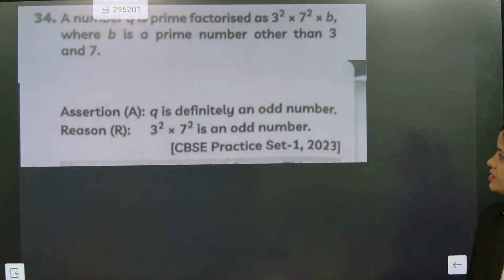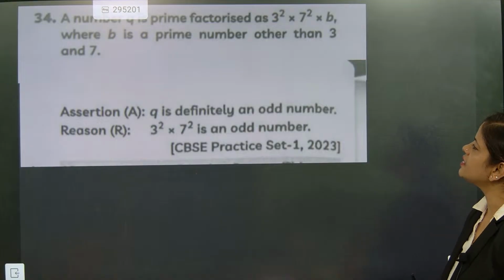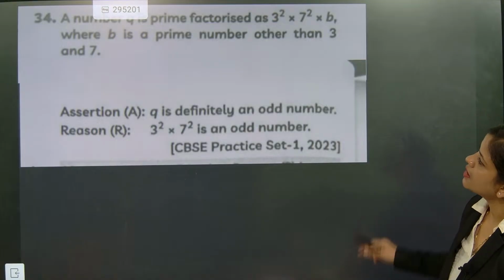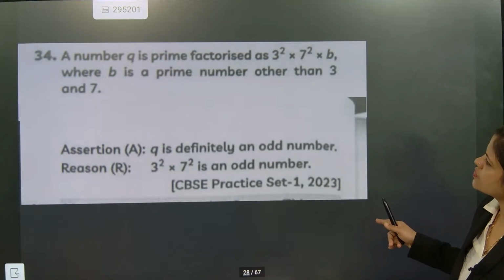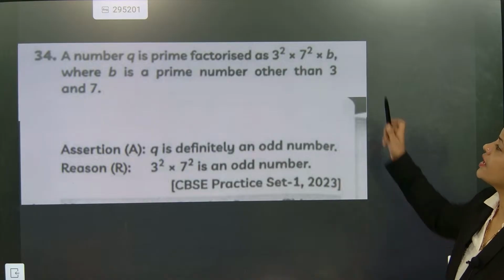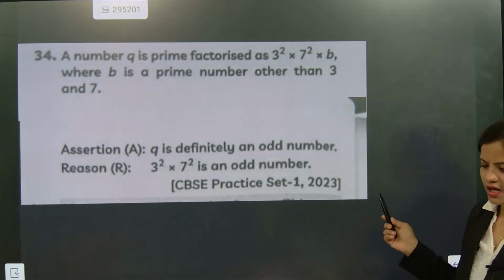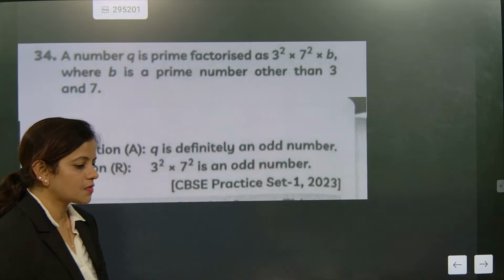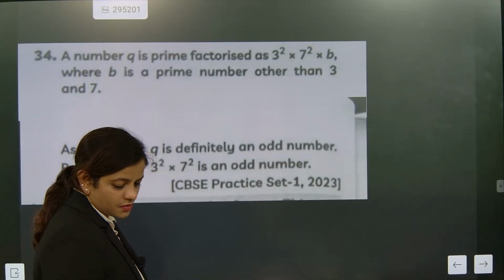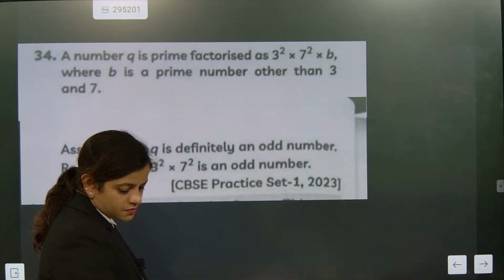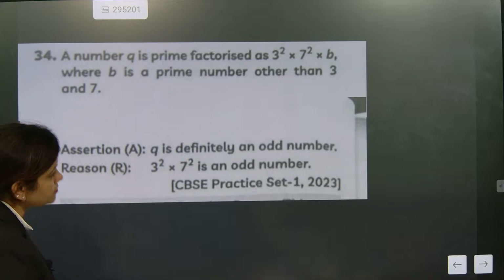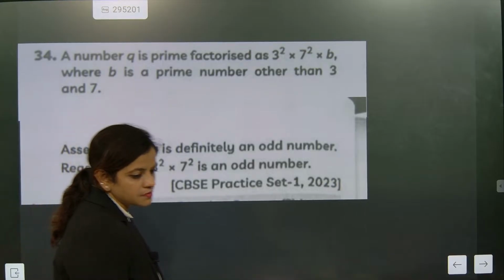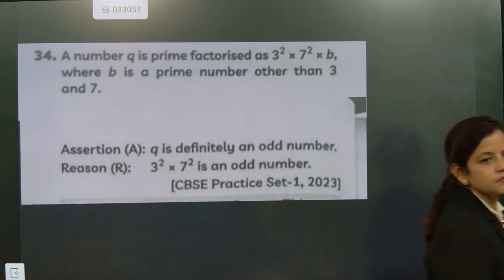What is the answer for this? Q is definitely an odd number. Okay, it is connected to this question only. This part, this is the question. That's what I said. Come on, move on.